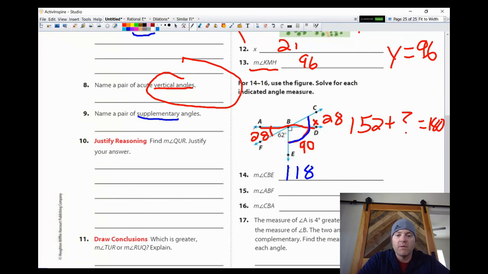ABF, I'll do one more for you. Measurement of angle ABF, let's erase this stuff right here. ABF we just found. That's easy. We knew that that is going to be 28. So we got that one done as well.